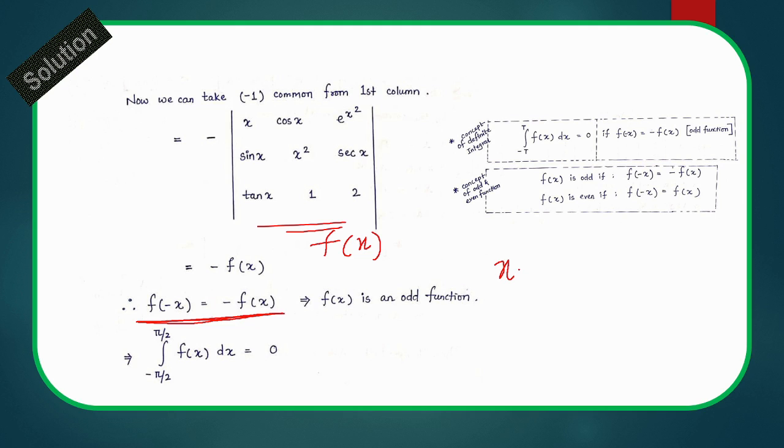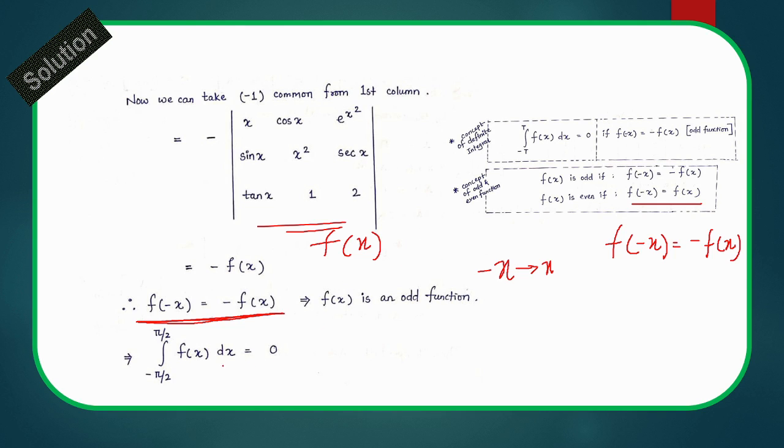We have put minus x in place of x, then we have found that f of minus x equals minus of f of x. This is the property of an odd function. As we know, an odd function has the property f of minus x equals minus of f of x, and an even function has the property f of minus x equals f of x. This is a very fundamental property of odd and even functions.